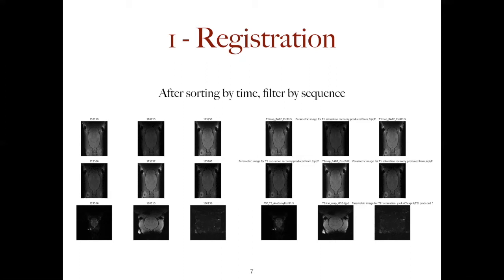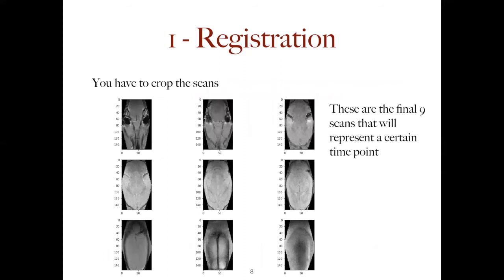Before I move on to the next slide, I want to point out that in these images, you can see more than just the brain. You can see the full head and the eyeballs, and we don't want that to influence our decision. So you have to crop the scans.